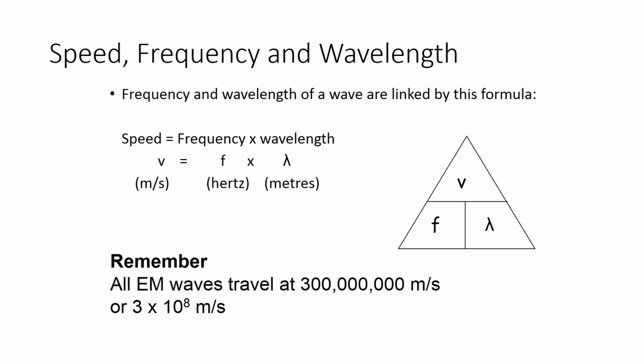So when we're doing v equals f lambda for radio waves, we need to remember their speed, 300 million meters per second, or 3 times 10 to the 8 meters per second. This is all electromagnetic waves. Your data sheet does have light, but it doesn't have radio waves or microwaves. So you have to know that they're the same. You have to put your unit if asked to.